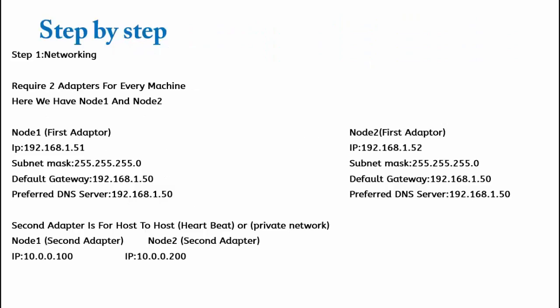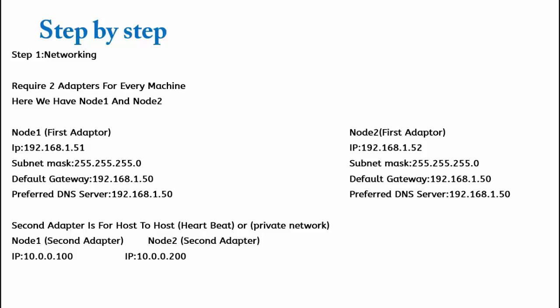Let's go step by step. First, we need to configure the networking part. The networking part is very crucial in the failover cluster. I have two member servers. For every virtual machine, I have two adapters. I will show you later. The first adapter IP is 192.168.1.51.